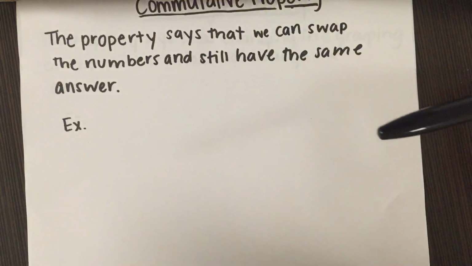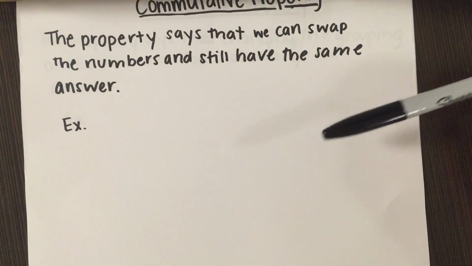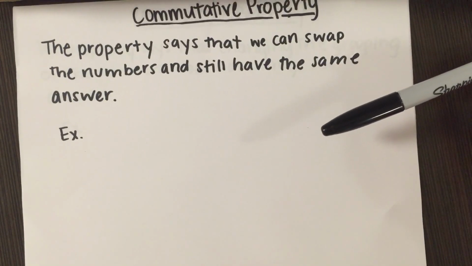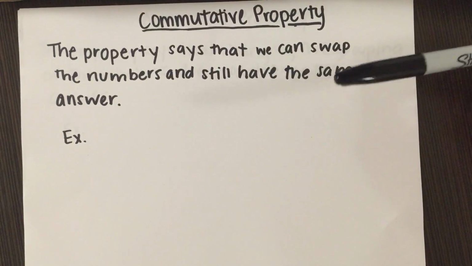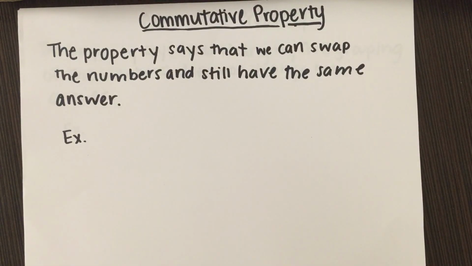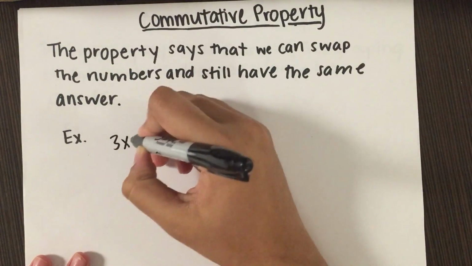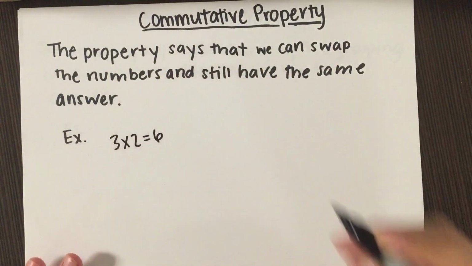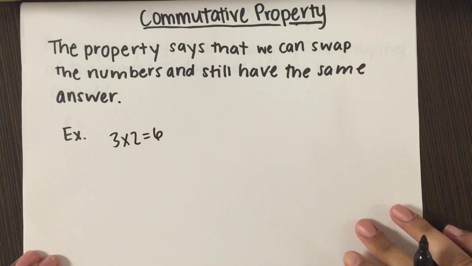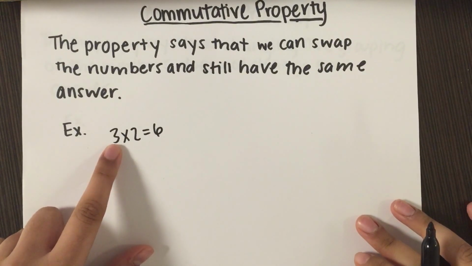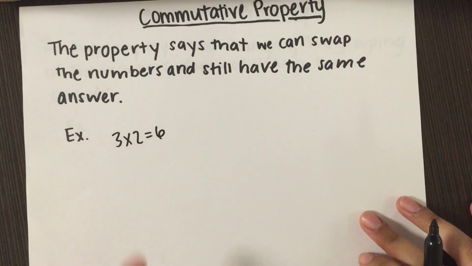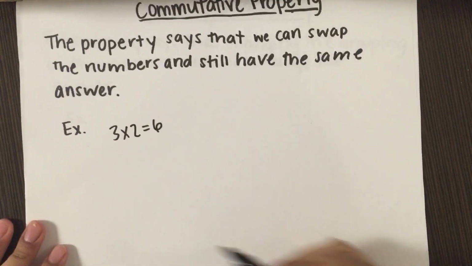So first we're going to start off with the commutative property. The property says that we can swap the numbers and still have the same answer. Now that's not very specific, so I'll start off with an example. Here's a multiplication problem. 3 times 2 is equal to 6. According to the commutative property, if I were to switch the 3 and the 2, I would still get the same answer. So let's try it out.